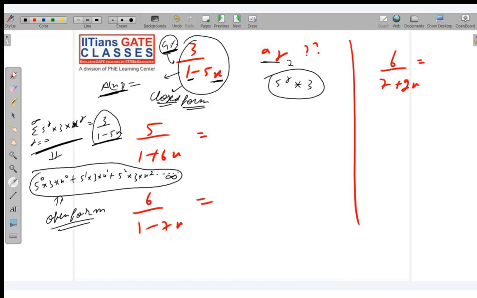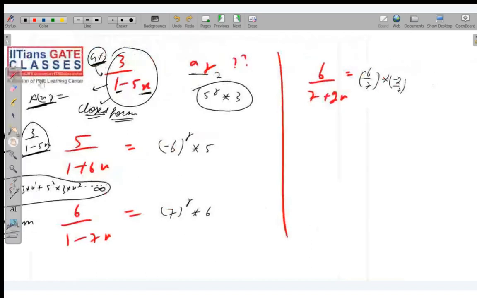So next is 5 upon 1 plus 6x. That is also very easy. So what will be our answer? Minus 6 power r multiplied by 5. Here 7 power r multiplied by 6. So here the answer should be 6 into 2 by 7 power, minus 2 by 7 power r. Let me write it properly.